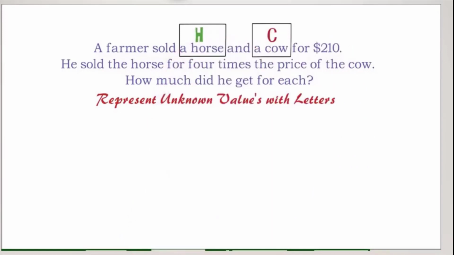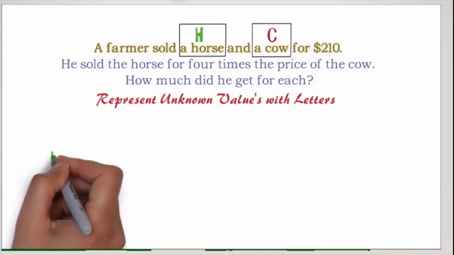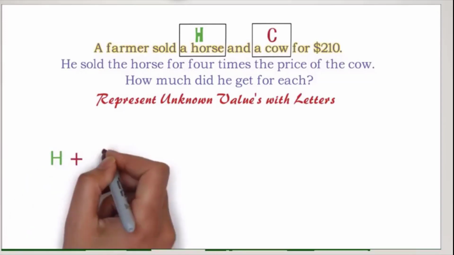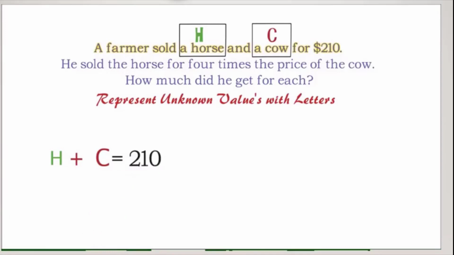Now, let's read the question and translate it. A farmer sold a horse and a cow for $210. This statement does not follow any of the things we learned about the direct translations. We can, however, notice that this means the price of the horse plus the price of the cow equals 210. We call this our equation 1.